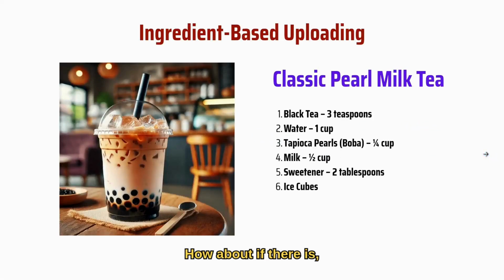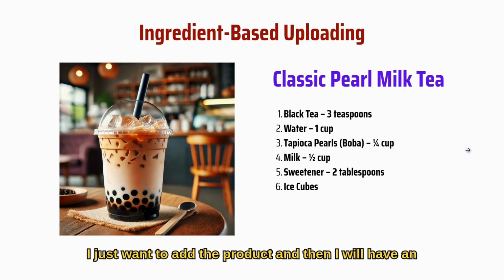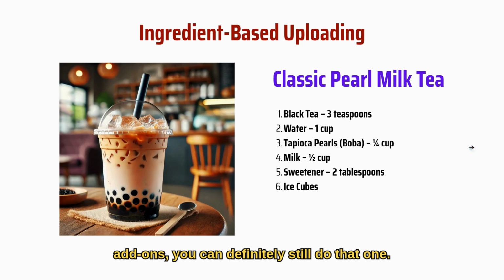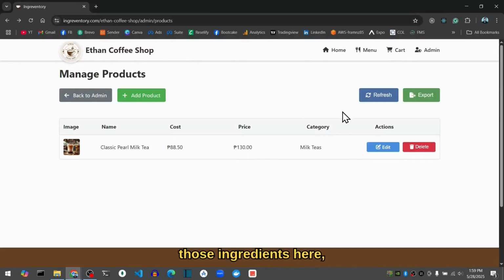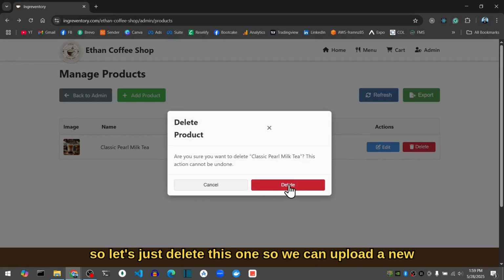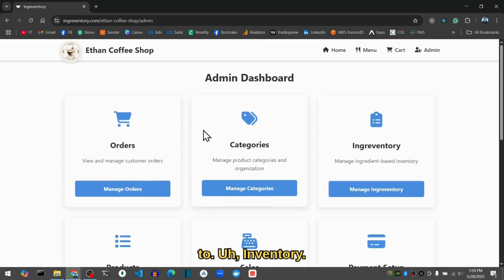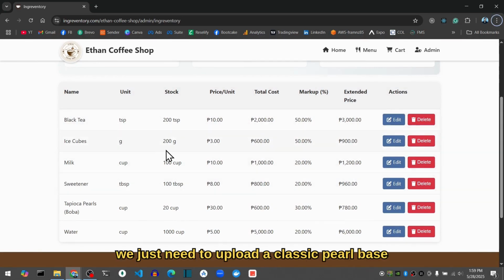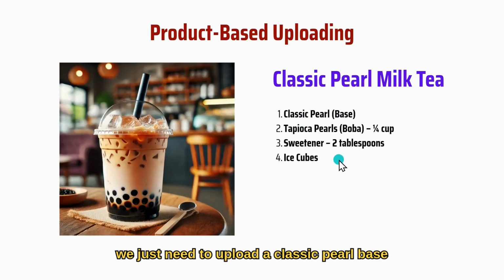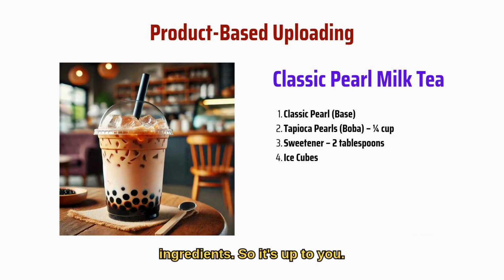How about if I don't want to add all those ingredients, I just want to add the product and then I will have an add-ons. You can definitely still do that. So for this product-based uploading, we can do basic ingredients, or base ingredients for the classic pearl milk tea. For example, instead of putting all those ingredients here, let's just delete this one so we can upload a new one. So let's delete that product and then we go to Ingreventory. Instead of uploading these other ingredients, we just need to upload a classic pearl base ingredients. So it's up to you.